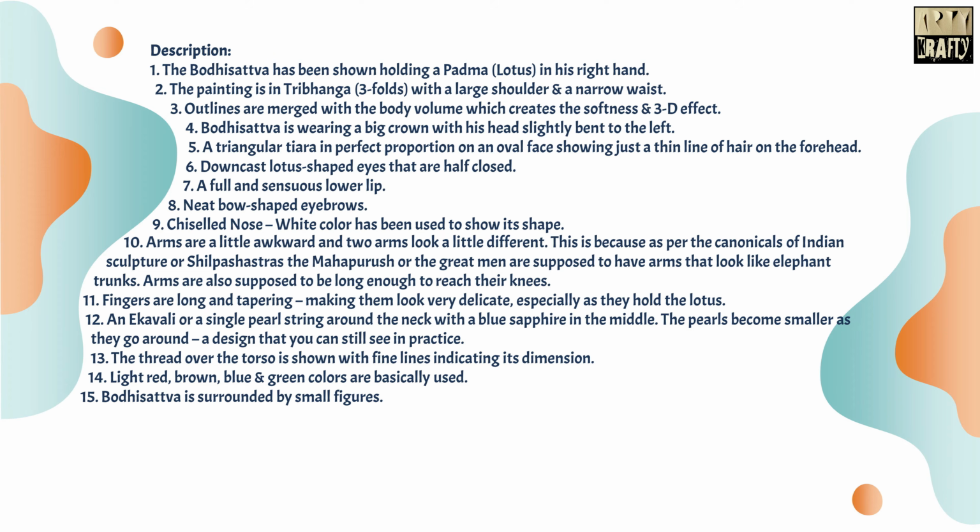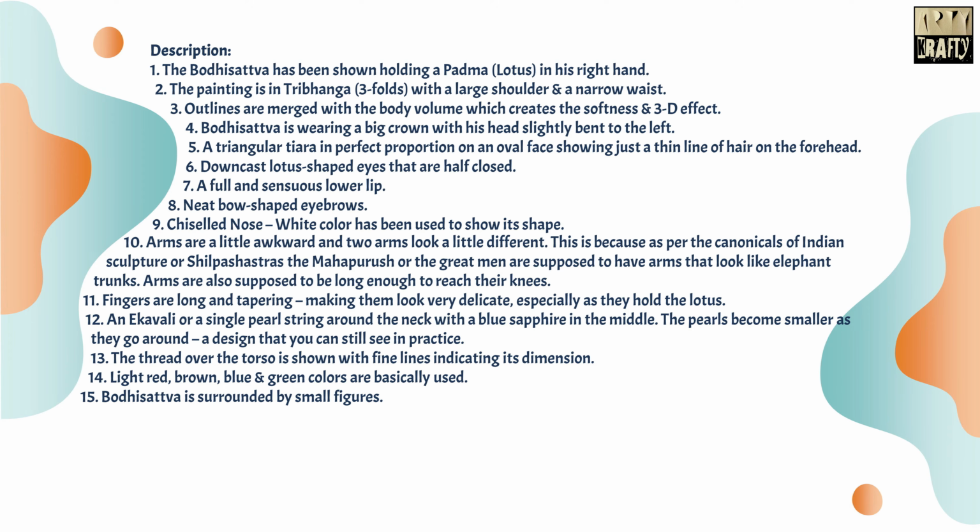Downcast lotus-shaped eyes that are half closed. A full and sensuous lower lip. Neat bow-shaped eyebrows. Chiseled nose. White color has been used to show its shape. The arms are a little awkward and the two arms look a little different.